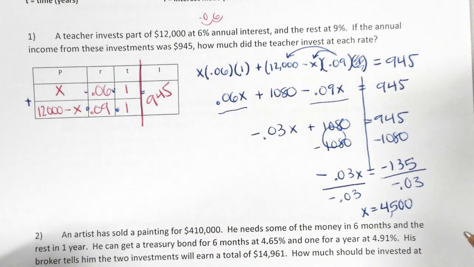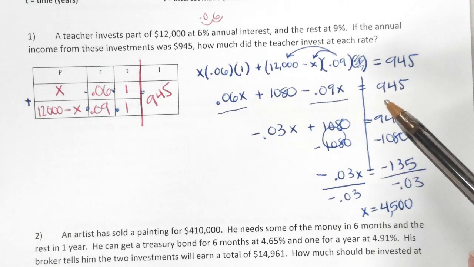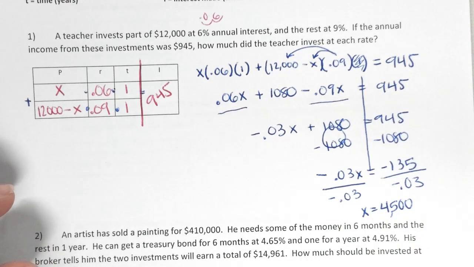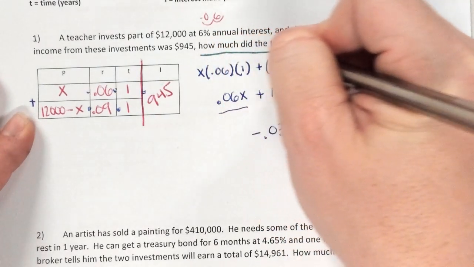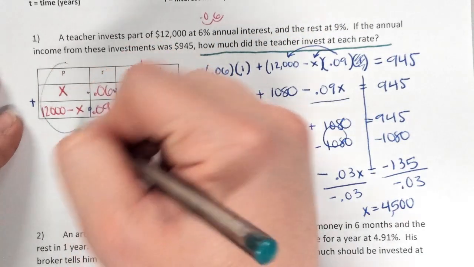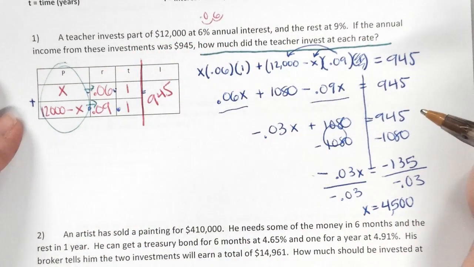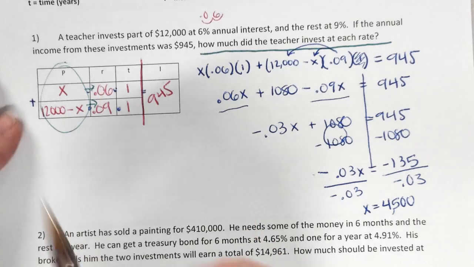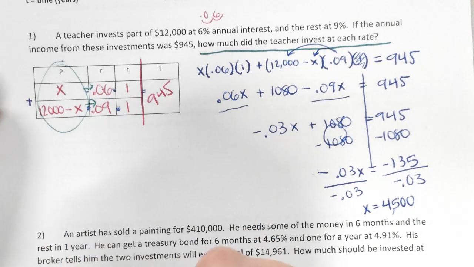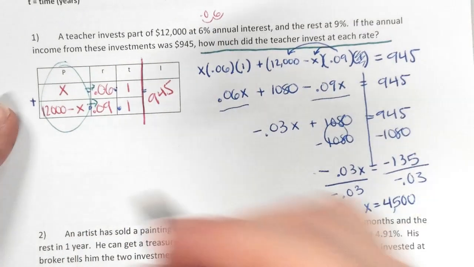Do I just box it and call it a day? No. What do I need to do? Read the question. So my question says, how much did the teacher invest at each rate? So I need to know the principal at both rates, at 6% and at 9%. Well, what represents my principal at 6%? Just x. And what does x equal?